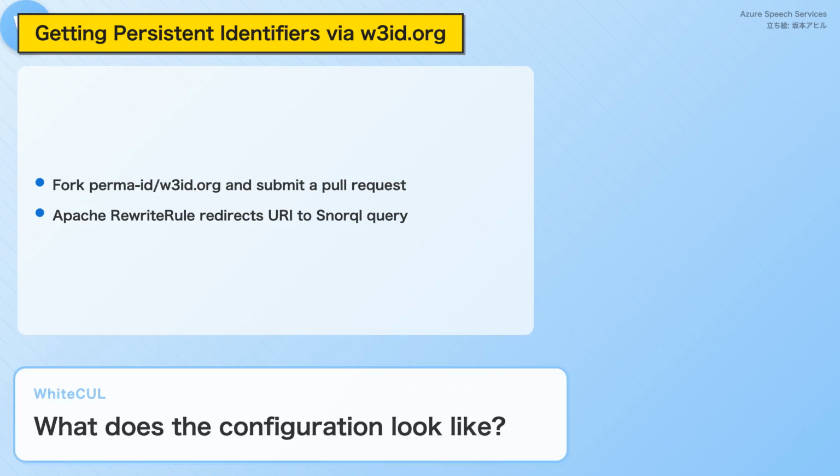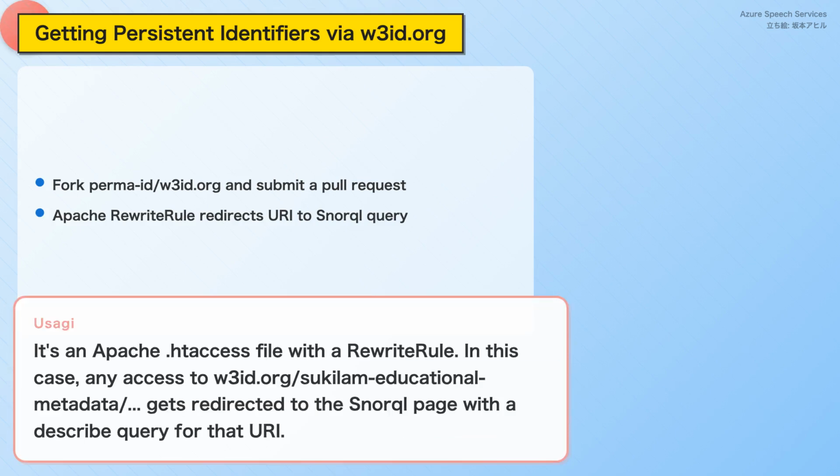What does the configuration look like? It's an Apache .htaccess file with a rewrite rule. In this case, any access to w3id.org/sukilam-educational-metadata/ gets redirected to the Snorql page with a DESCRIBE query for that URI.